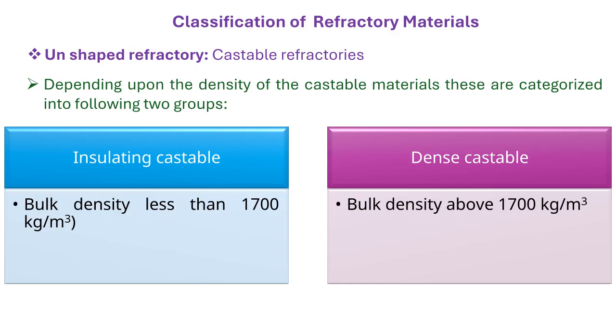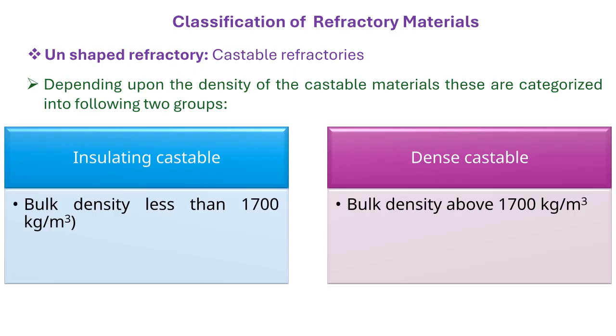Based on density, castable refractories are divided into two main categories. The first category is insulating castables. These materials have a bulk density of less than 1700 kilograms per cubic meter, which makes them lightweight compared to other castables. Because of their low density, insulating castables provide excellent thermal insulation. These castables are ideal for backup linings and insulation layers, where thermal efficiency is more important than mechanical strength.